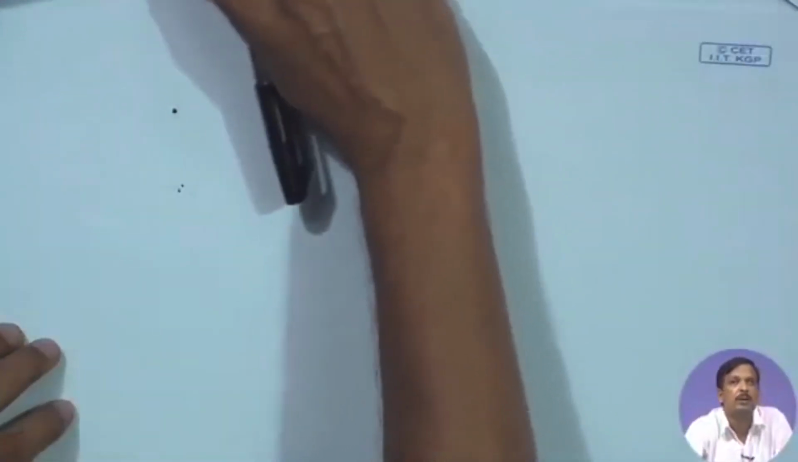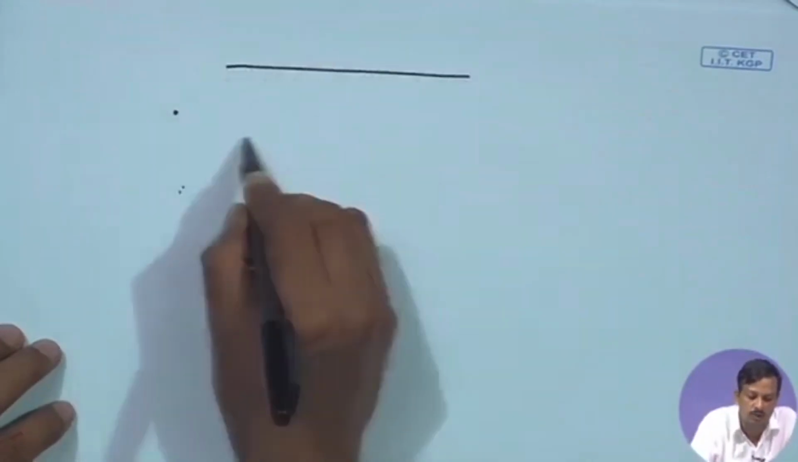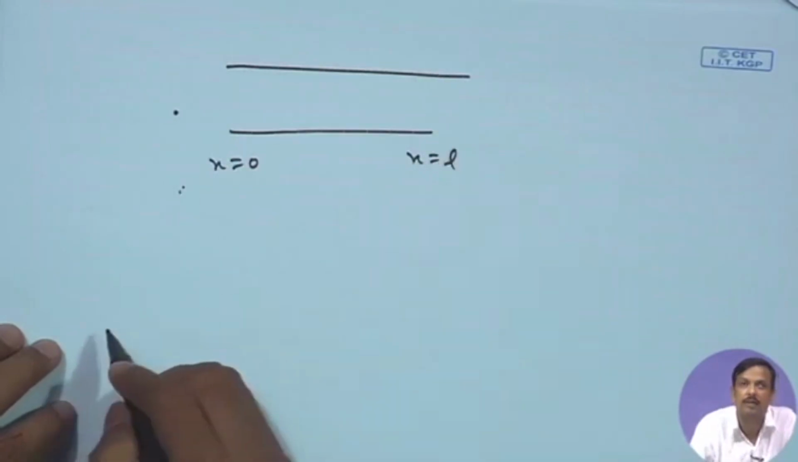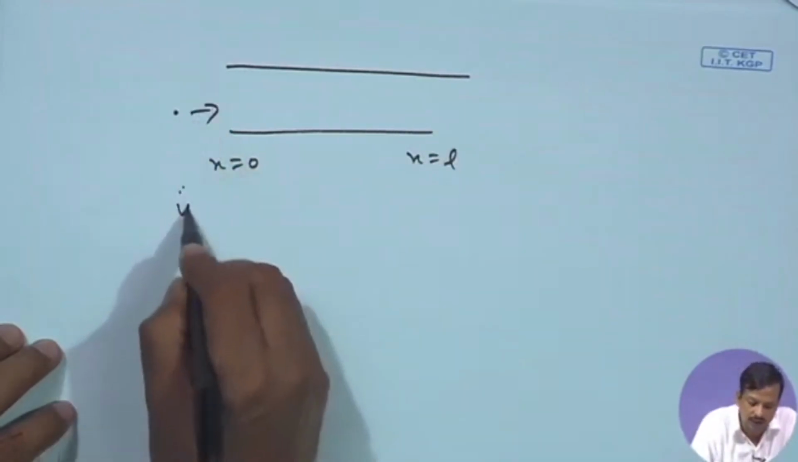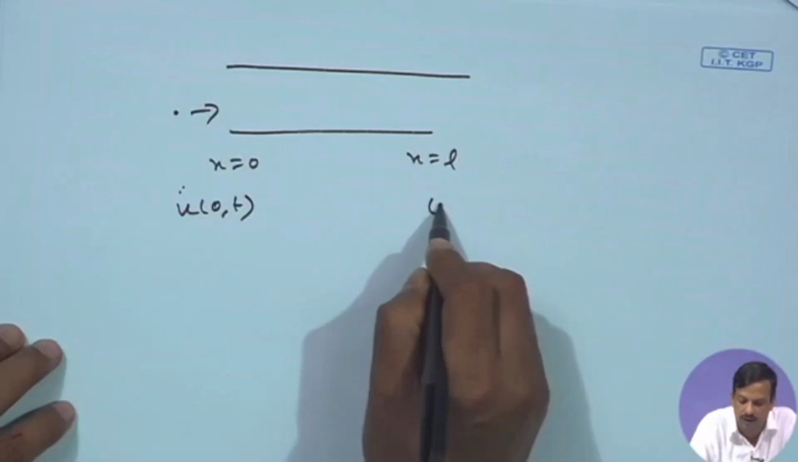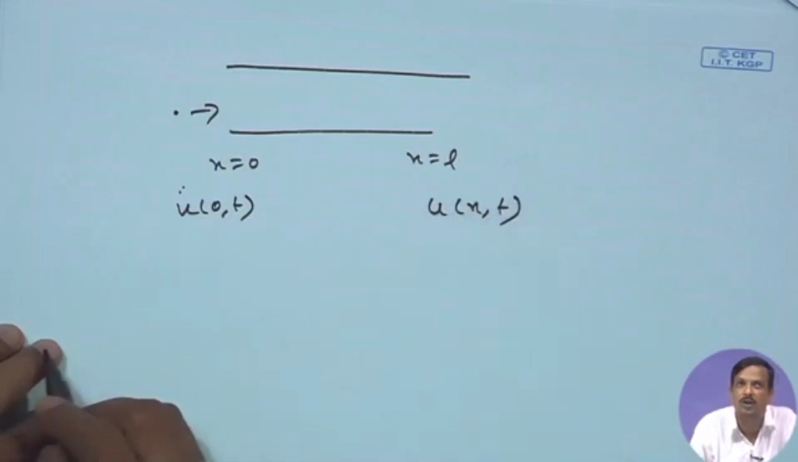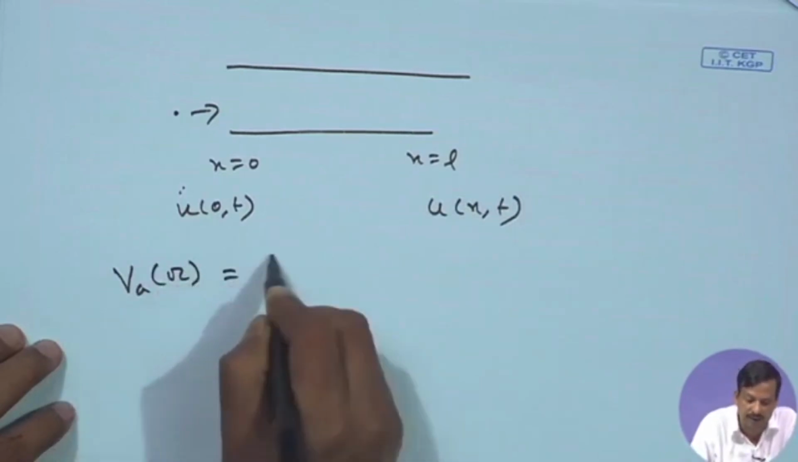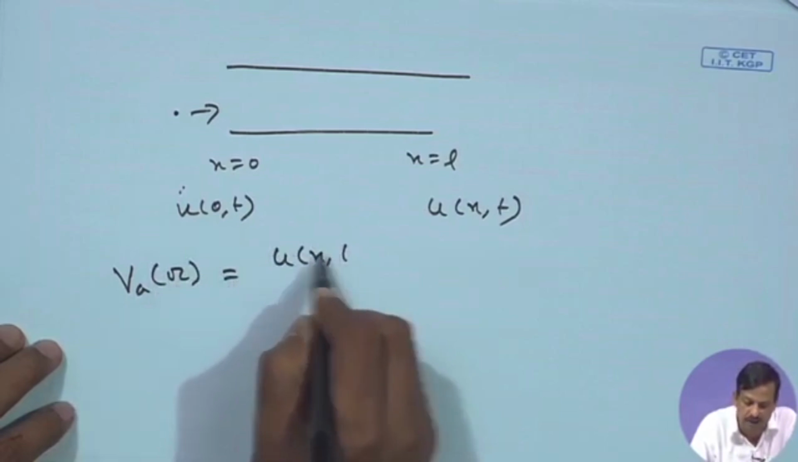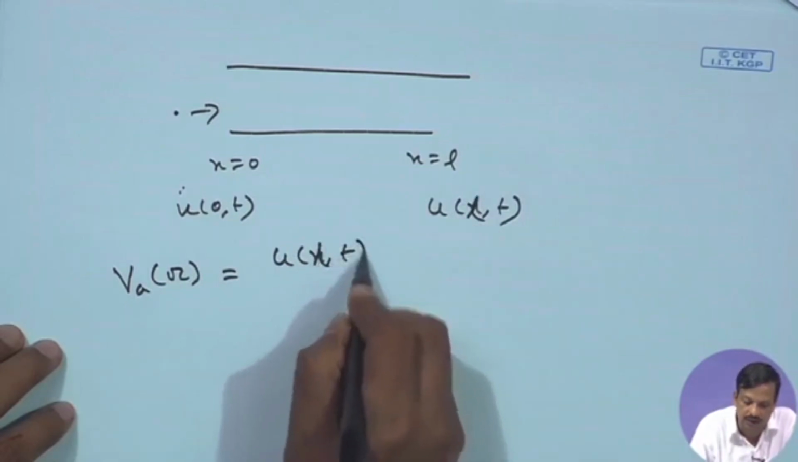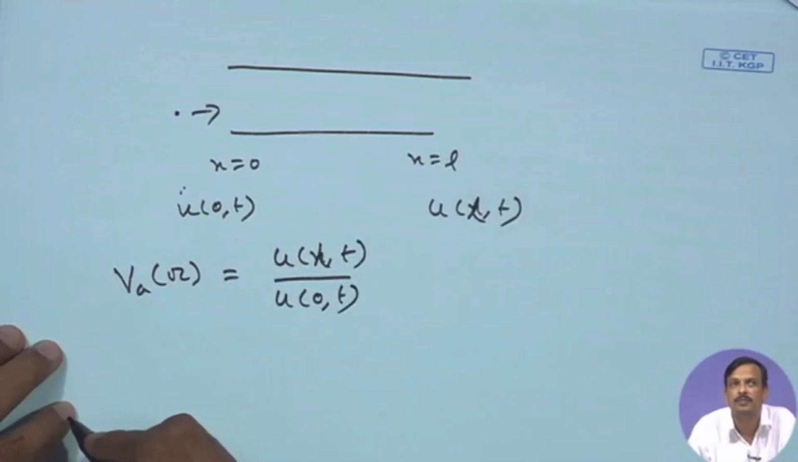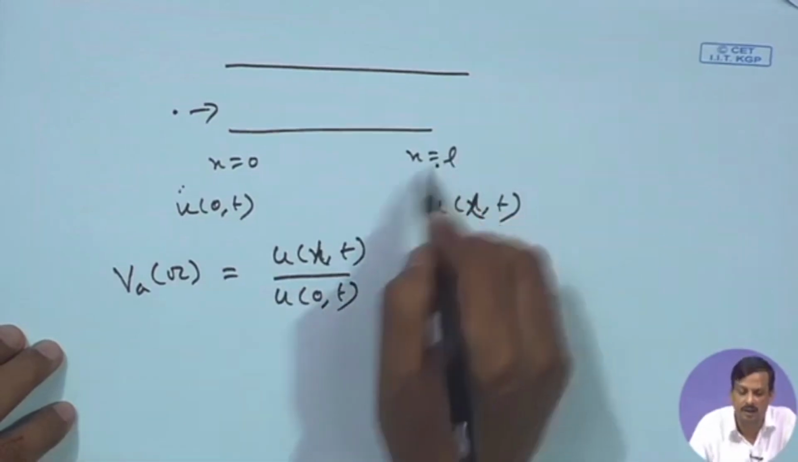Now I come to the transfer function of the tube. In the tube, this is x equal to 0 and this is x equal to L. If I say the input is u(0,t) and the output is u(x,t), the volume velocity, then I can say the transfer function V_a(omega) is nothing but u(L,t) divided by u(0,t), where x is L and x is 0 here.